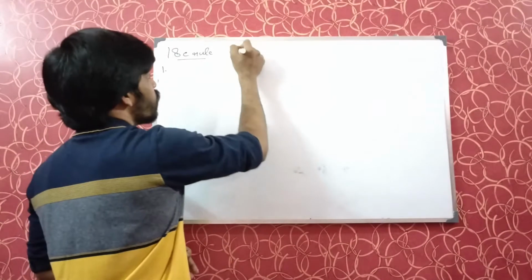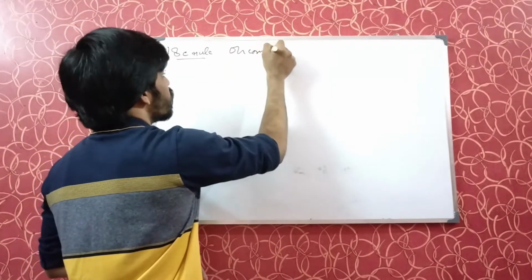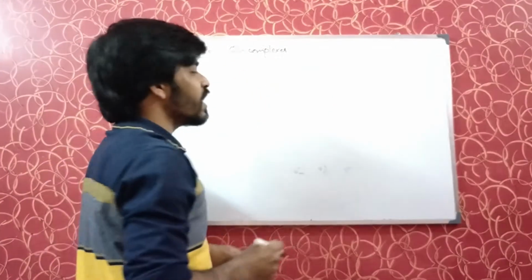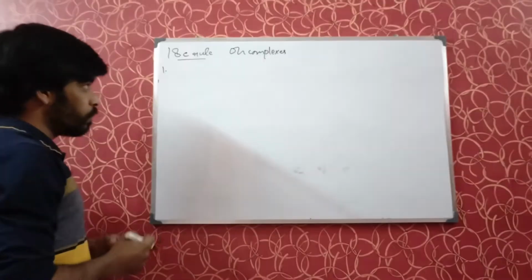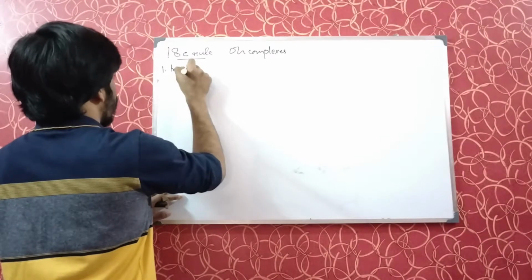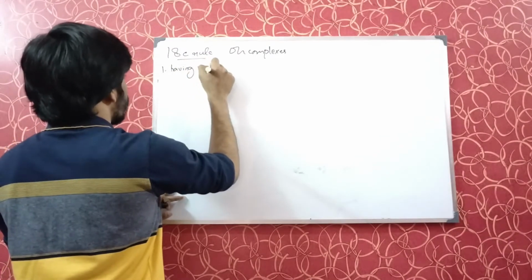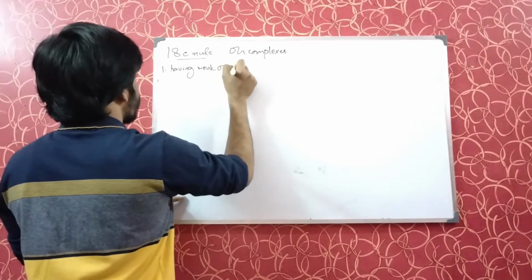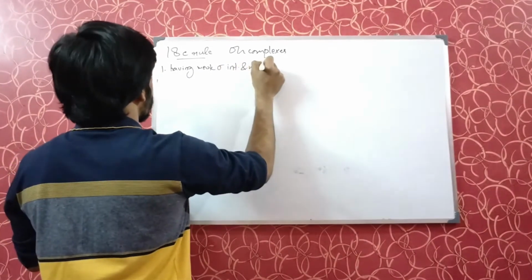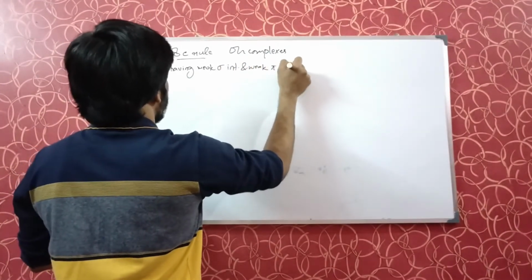So we can categorize the ligands. In all the cases we are considering only octahedral complexes. We can categorize the ligands into three broad categories. First is having weak sigma interaction and weak pi interaction.